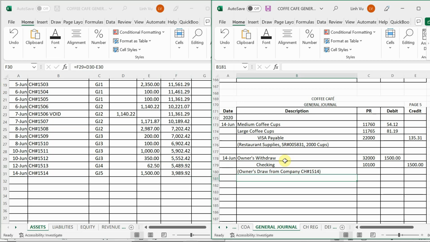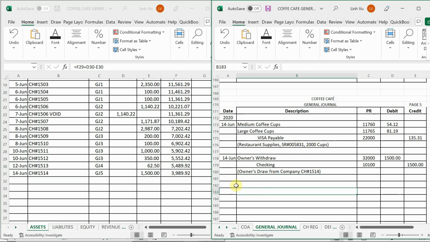So in this case, nobody else was involved except for the owner, and the owner is not technically part of the company. Okay? He doesn't work for the company, he doesn't provide services for the company, and nor does he sell himself stuff for the company. So in this case, the owner doesn't belong in any of the subsidiary ledgers.